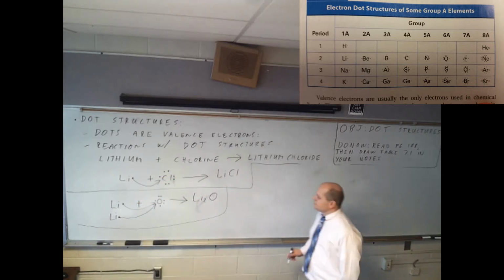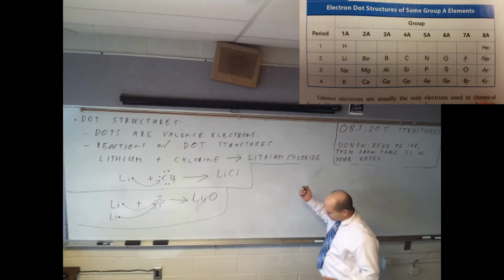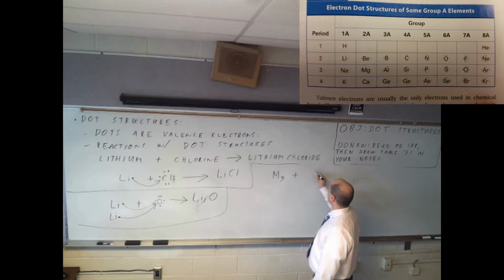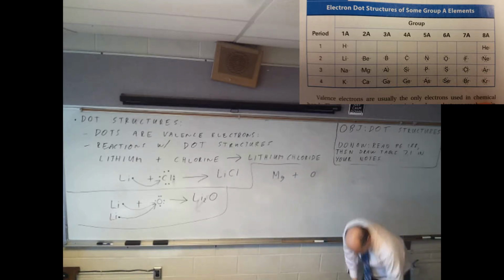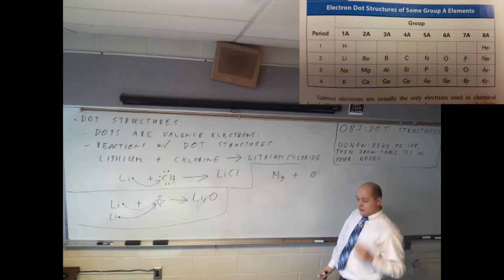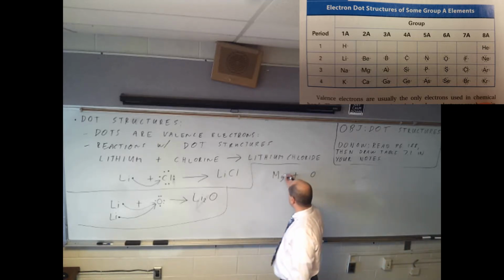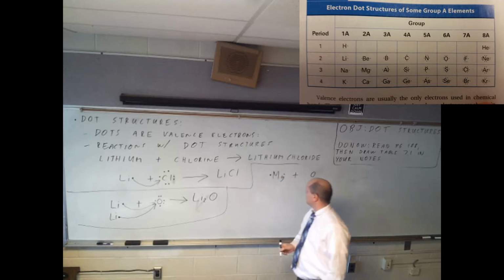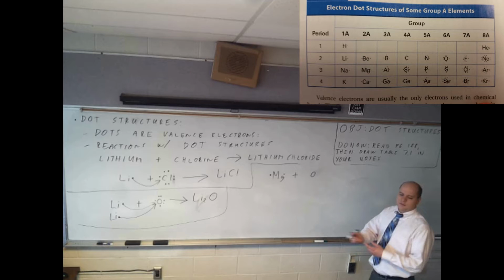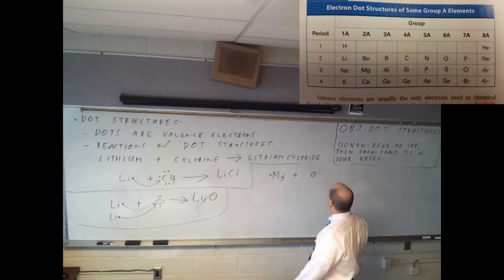All right, let's do another one. Let's say we have magnesium reacting with oxygen. How many does magnesium have in its outer shell? 2. This has 2. I'll put them on opposite sides. I like to do that, because electrons repel each other, so you shouldn't really put them next to each other. How many does oxygen have?